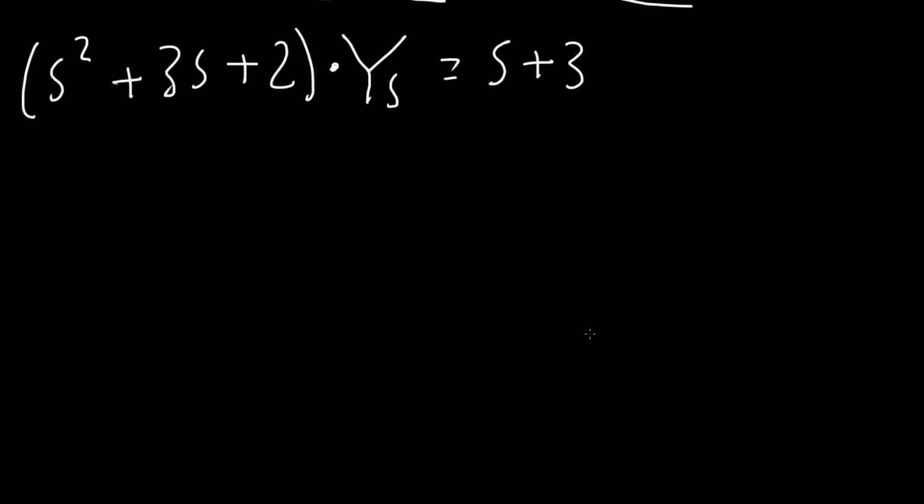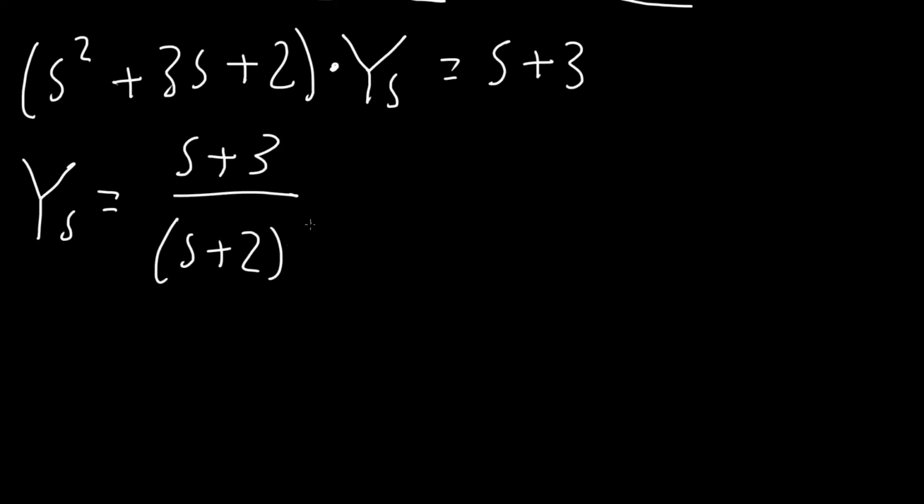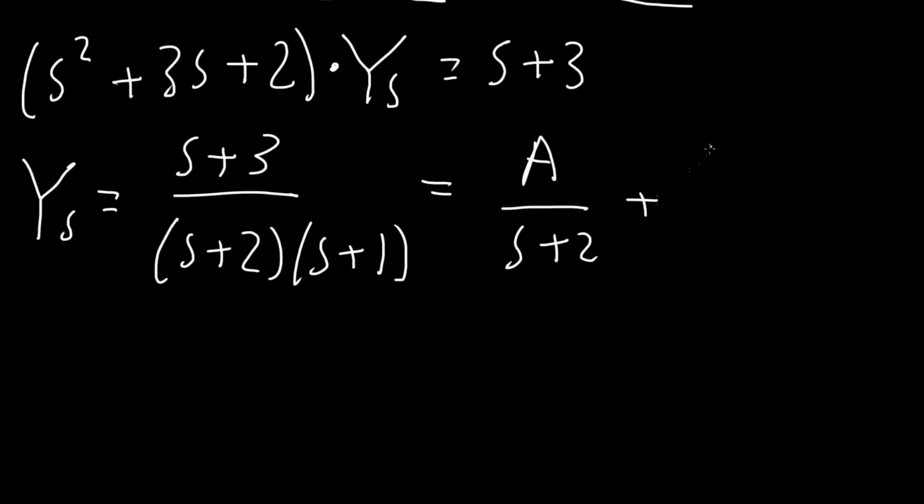So let me scroll down. The next thing that we want to do is divide by s squared plus 3s plus 2. So we just get Y(s). And so we would get Y(s) is equal to s plus 3 divided by this term, but we can actually factor this out. And so we can say s plus 2 and s plus 1 like this. The next thing we're going to do is say this is equal to A divided by s plus 2 plus B divided by s plus 1.